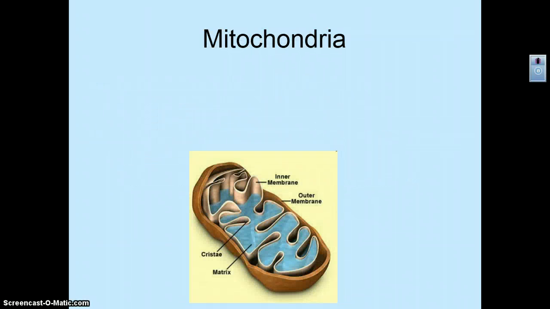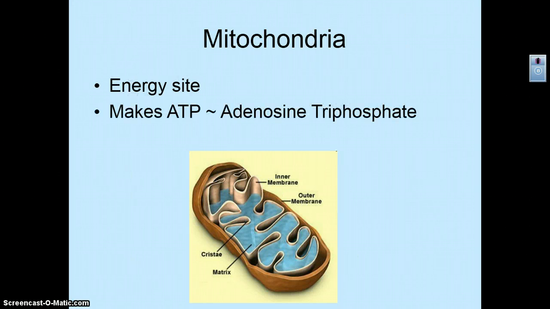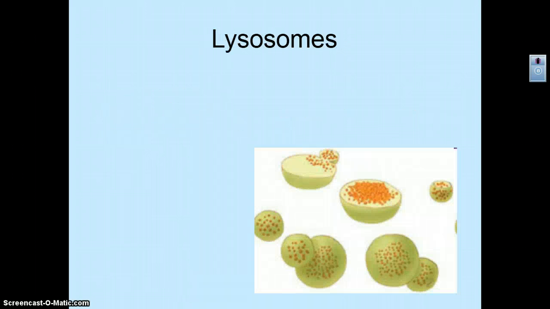The mighty mitochondria are the energy producers inside of the cell. They are double membraned, and they make ATP. They're known as the powerhouse, and they have inner folds called cristae, and the substance inside of the mitochondria is referred to as the matrix, and this is where ATP is produced.